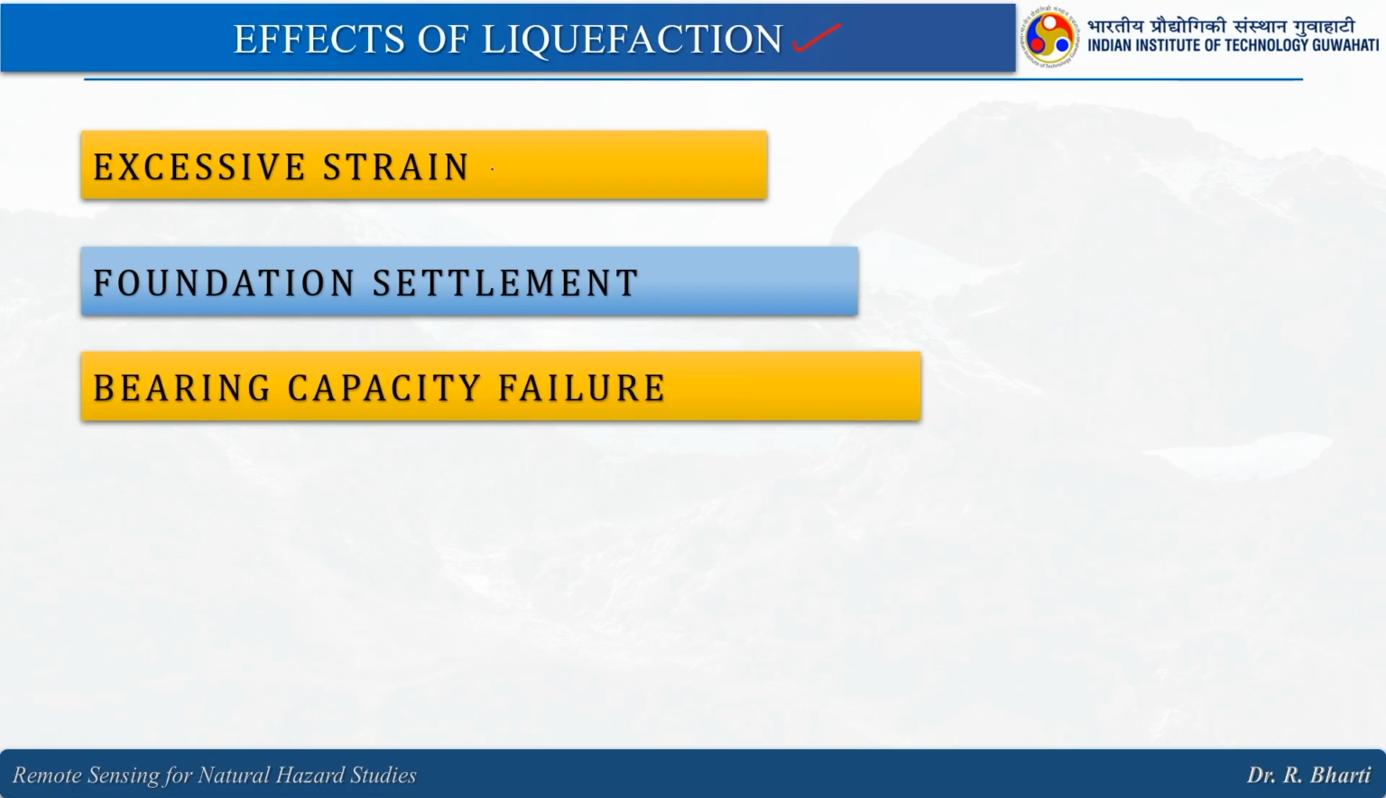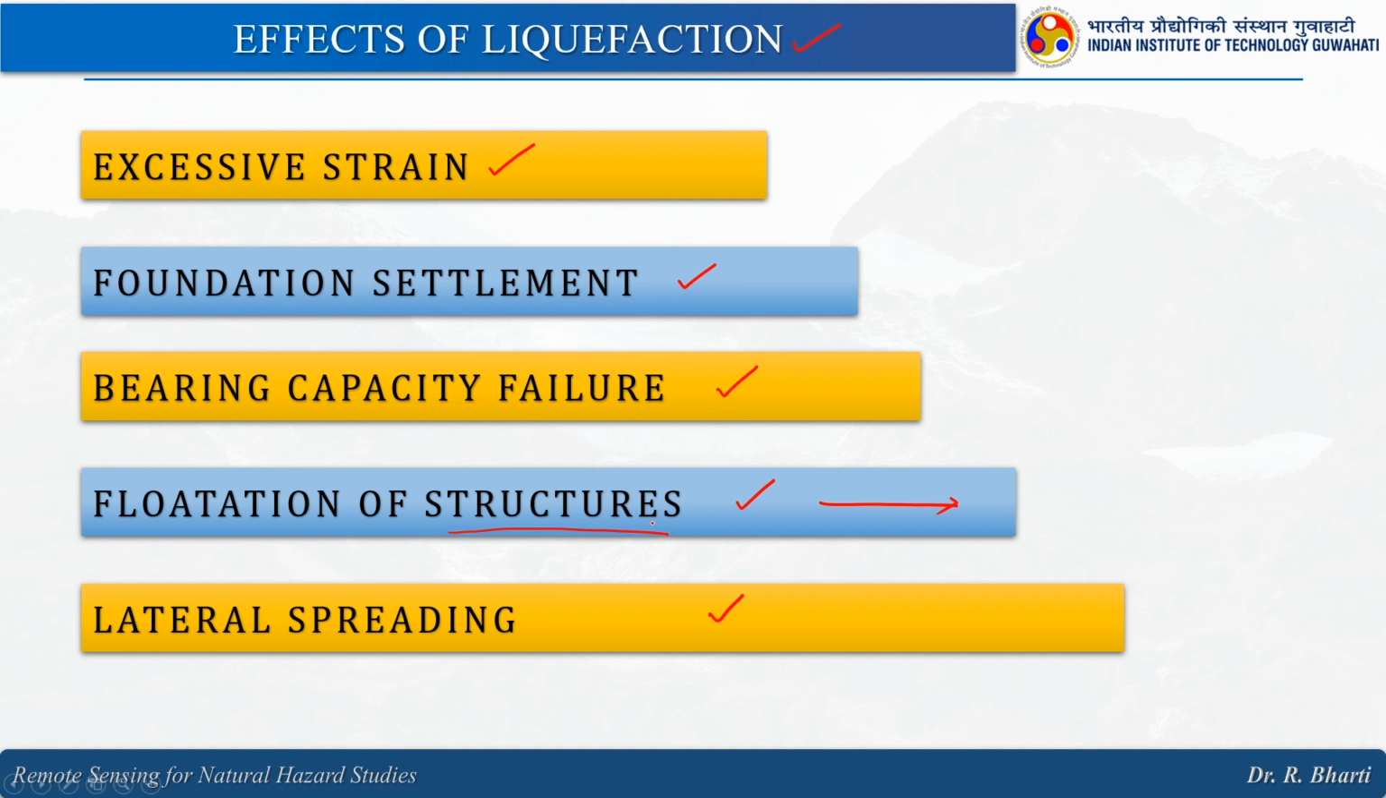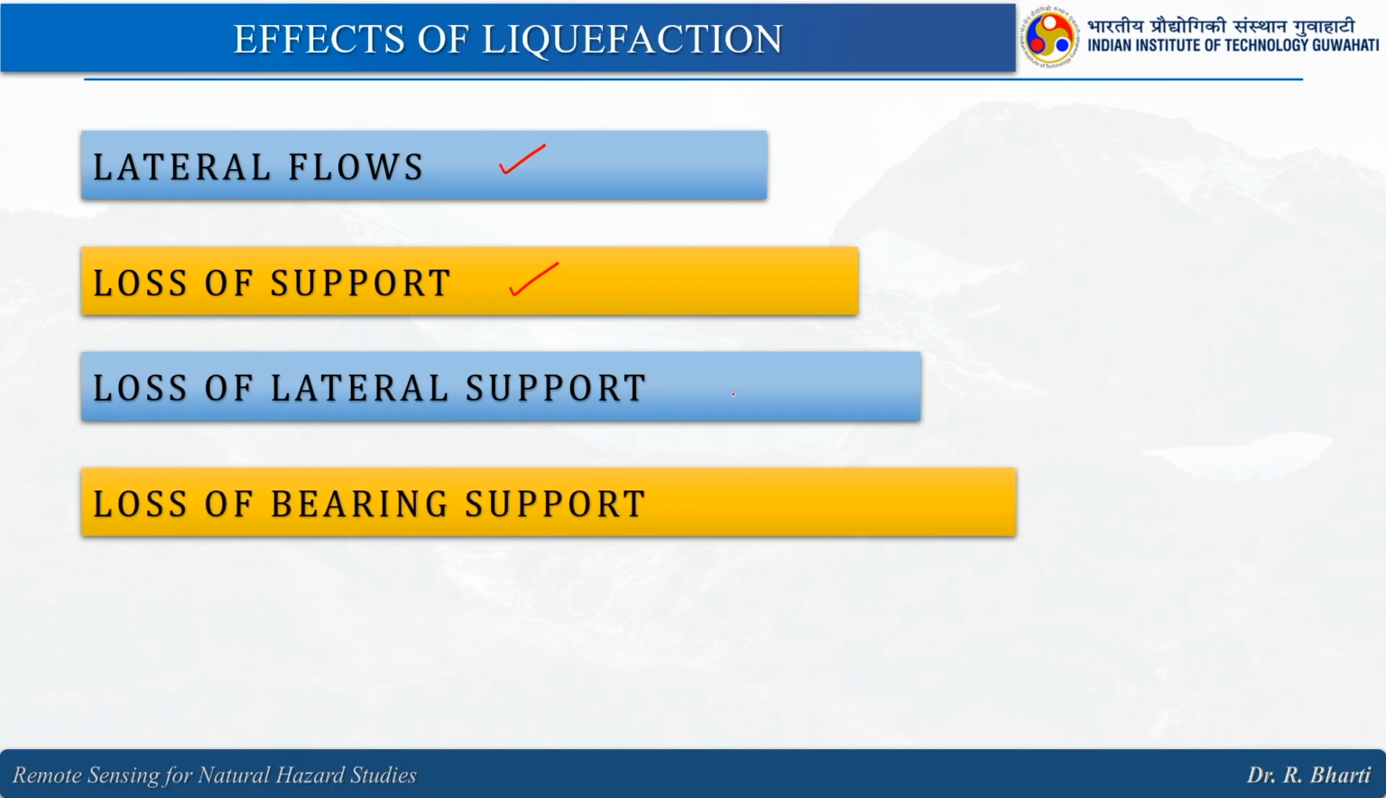So here you can see the effects of liquefaction are excessive strain, foundation settlement, bearing capacity failure, flotation of structures, and lateral spreading. You might have observed this in the earlier slides. In part 1 I showed you one video and it was very clear that structures were floating. That means they get tilted when soil loses its shear strength. Then lateral flows, loss of lateral support, loss of bearing support, right. These are the effects of liquefaction.